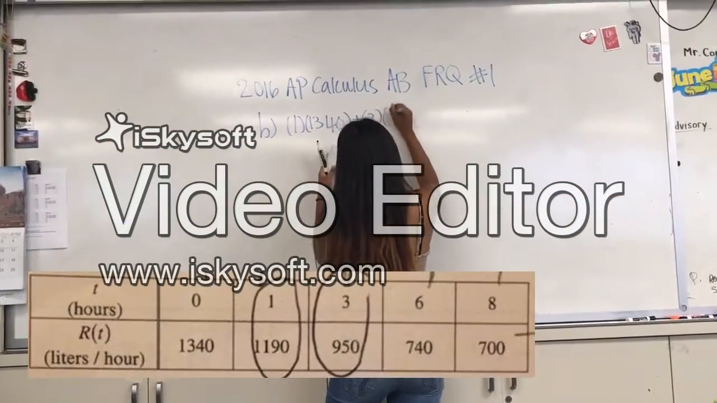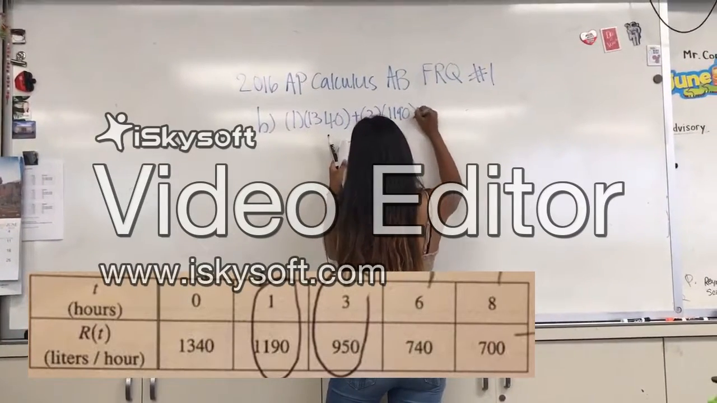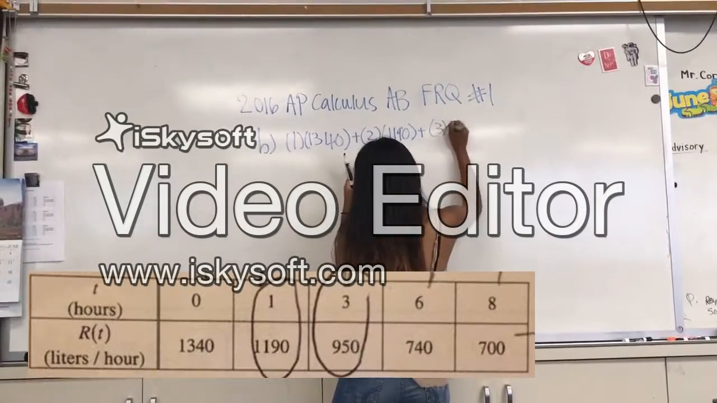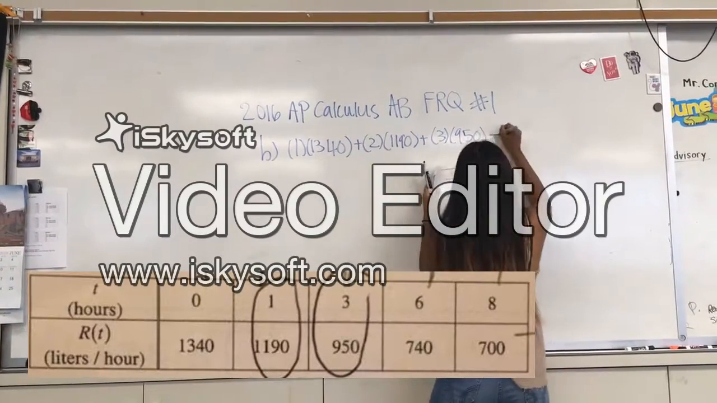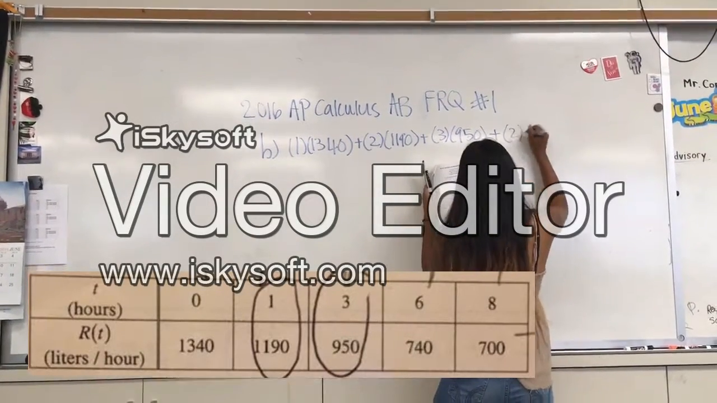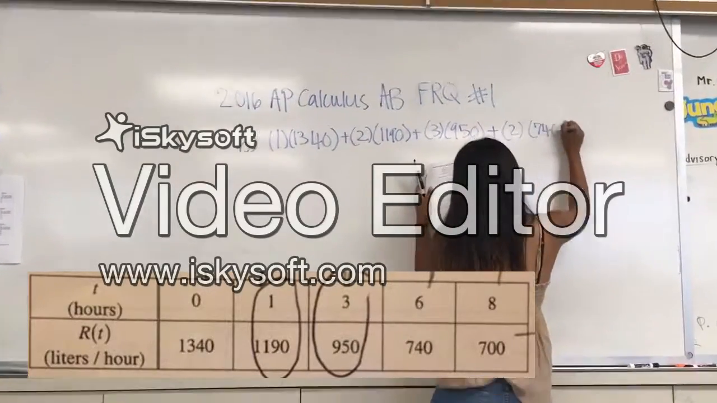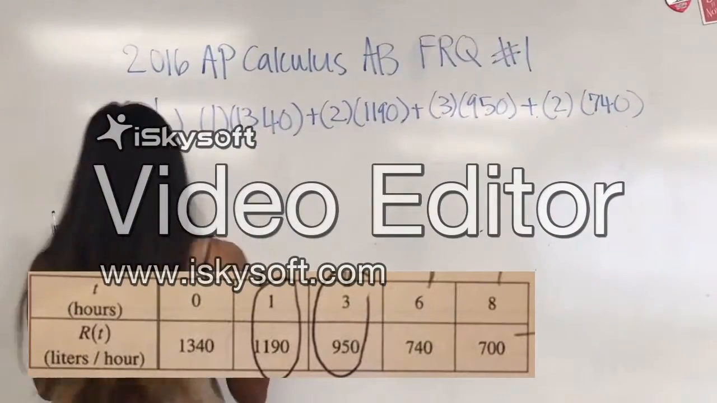Part B is asking us to use a left Riemann sum with 4 subintervals to estimate the total amount of water removed from the tank during 8 hours. Again, we will look at our table given. We will multiply the left endpoint to the base. So from 0 to 1 is 1 and the first left endpoint is 1340.